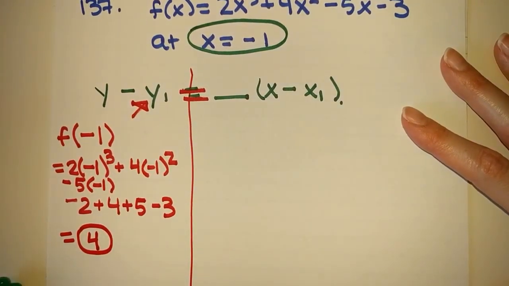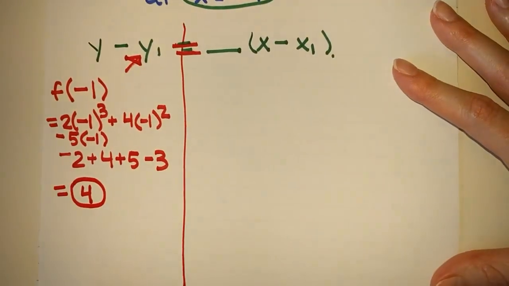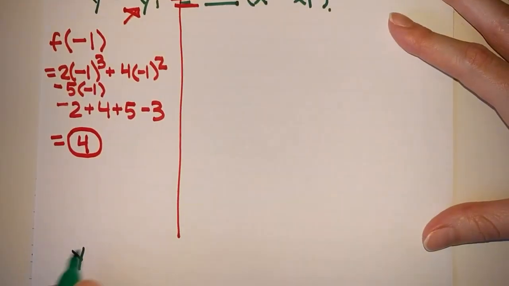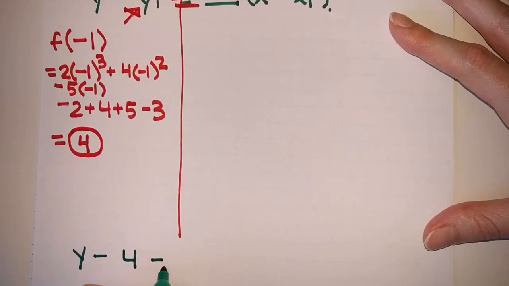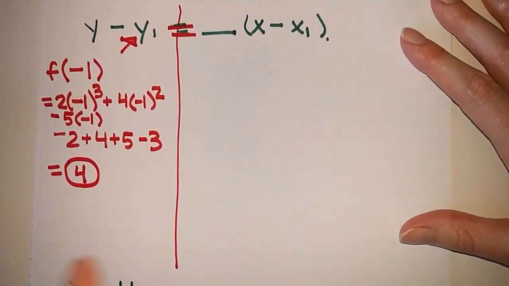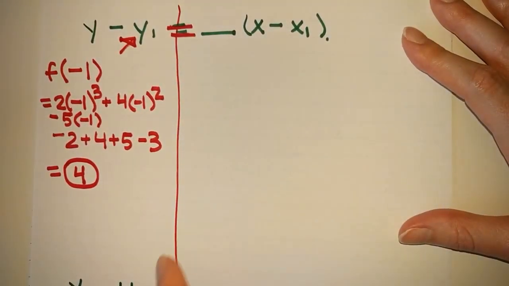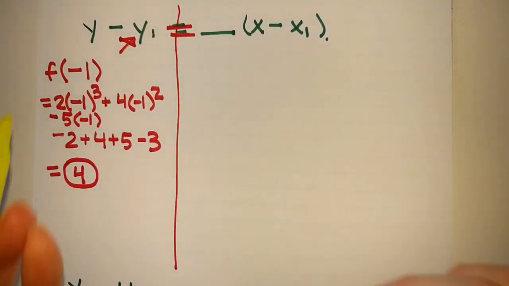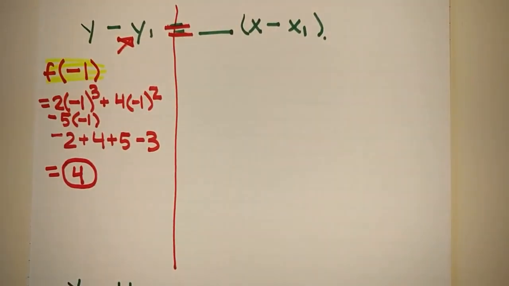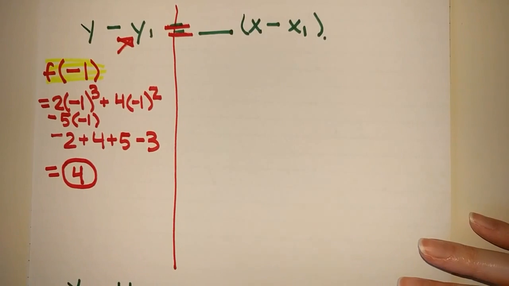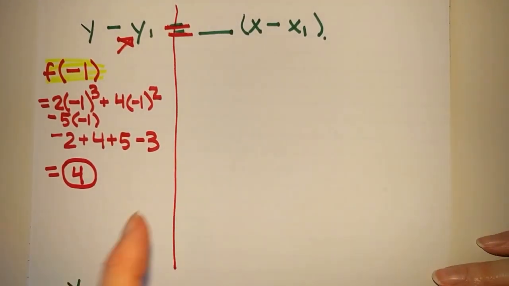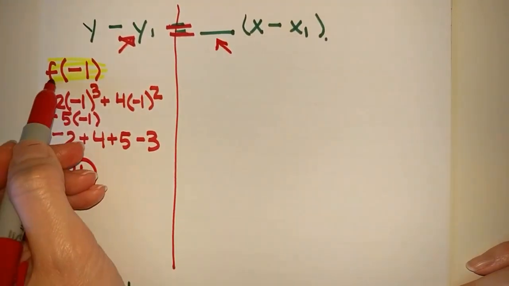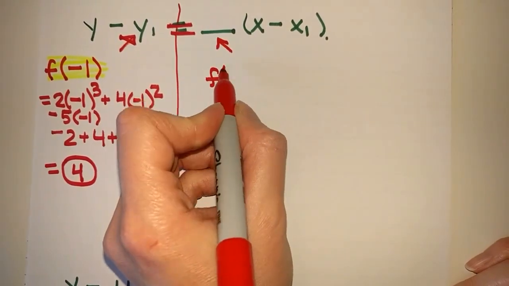Okay, so what we can do is we can go here and say y minus 4 equals. Now, the reason why I like to draw this little line through the equal sign is because on the left-hand side, you plug into f, and on the right-hand side, when you're working through your tangent line, you're going to plug into your derivative. So over here it's f, and over here it's going to be about the derivative.